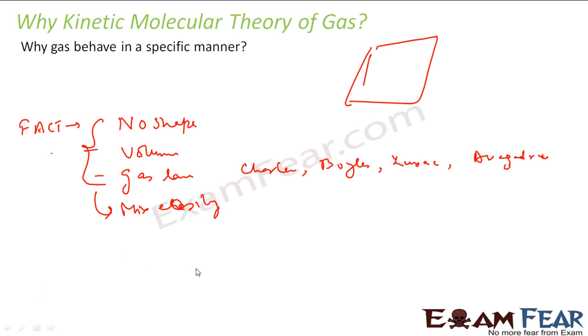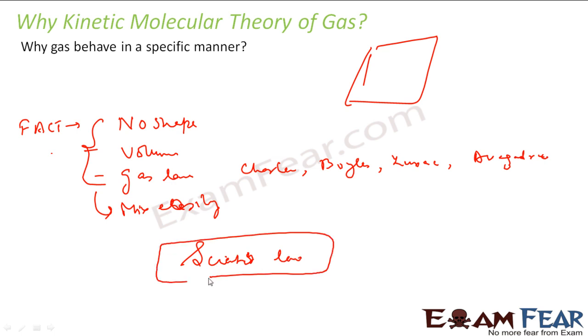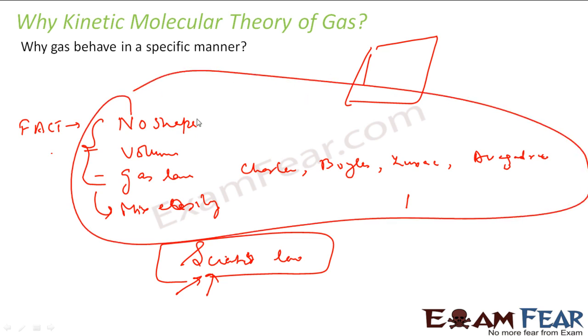To understand that, scientists have given different theories. It is similar to the theories we have in the chemical bonding chapter, where we have molecular orbital theory and valence bond theory. Atoms combine to form molecules. That is a fact. Why do they combine? There are many theories to understand that. Similarly, gas behaves in this way. This is a fact. To understand this fact, scientists have given a theory, and that theory is the kinetic molecular theory of gas, right?